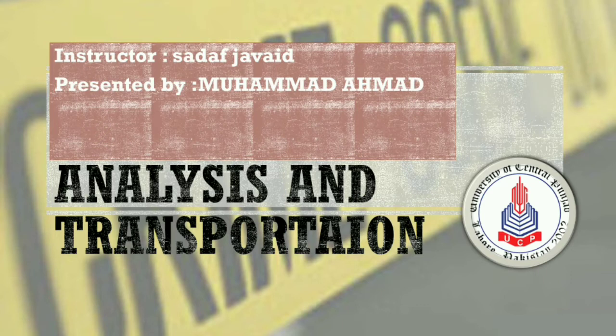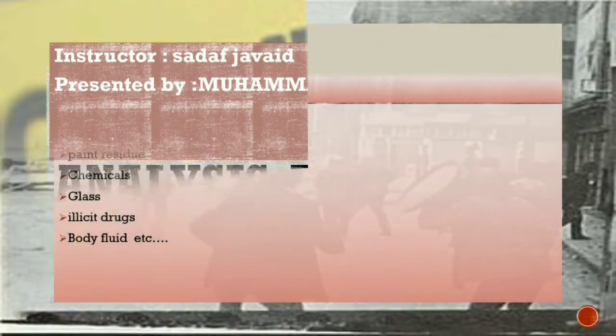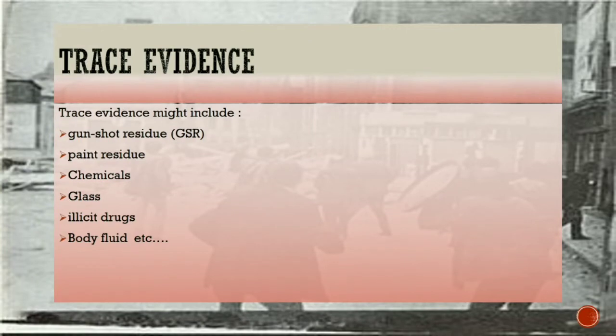The topic of our discussion is the analysis and transportation of trace evidence. First of all, I would like to discuss what trace evidence is. It is basically evidence which we find at the crime scene. It is a non-living evidence. It might include gunshot residue, which we also call GSR, paint residue, chemicals, glass, body fluids, or narcotics, like these.